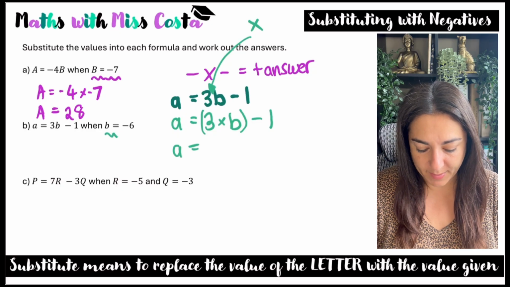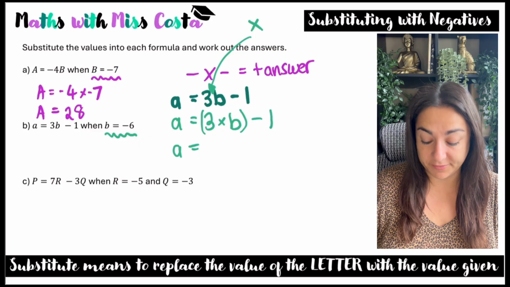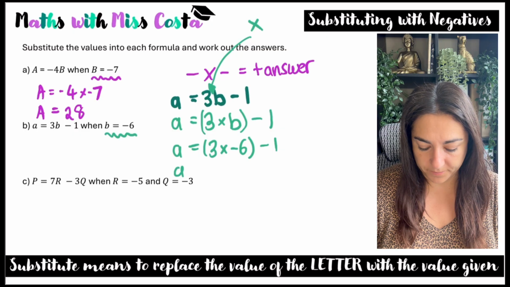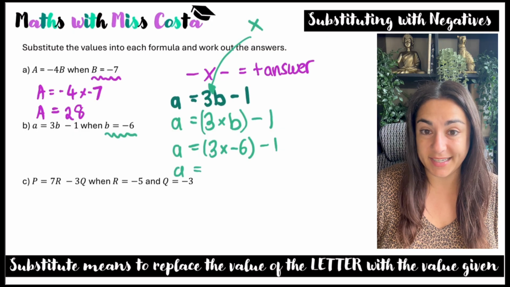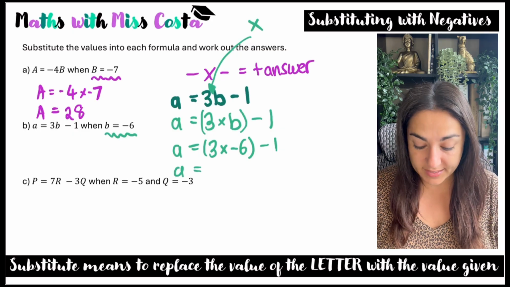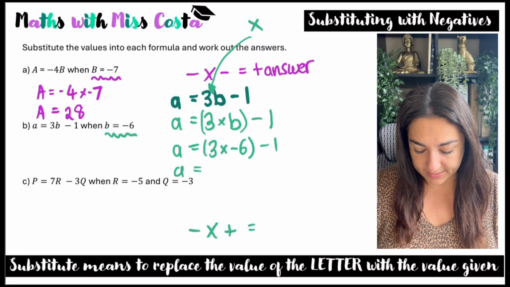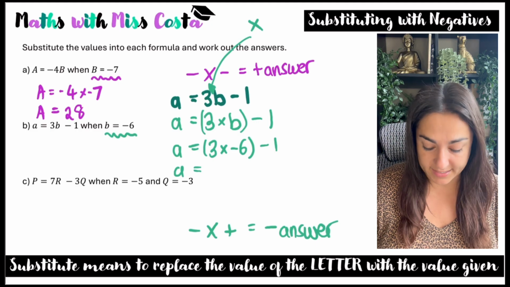So what is the value of B? They've told me B has a value of negative 6. So that's going to be 3 times negative 6. And then I'm going to subtract the 1. Now, what's 3 times negative 6? Well, the signs are different. So remember, when it's negative times by a positive, the answer is negative. So if the signs are different, the answer is always going to be negative.